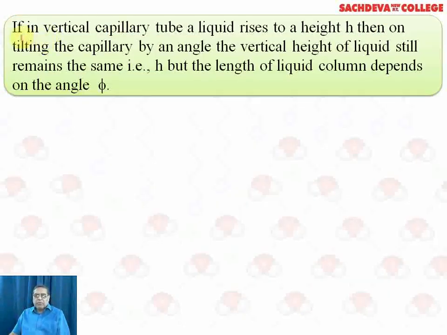Now we are referring to the vertical capillary tube. In the vertical capillary tube, the liquid rises to height h. Then on tilting the capillary by an angle, the vertical height of the liquid still remains the same, that is h, but the length of the liquid column depends upon angle phi. That is, at what angle we have tilted the capillary matters a lot. The height remains the same, but the length of the liquid column depends upon the angle at which we have tilted the capillary tube, and that angle here we have taken as phi.